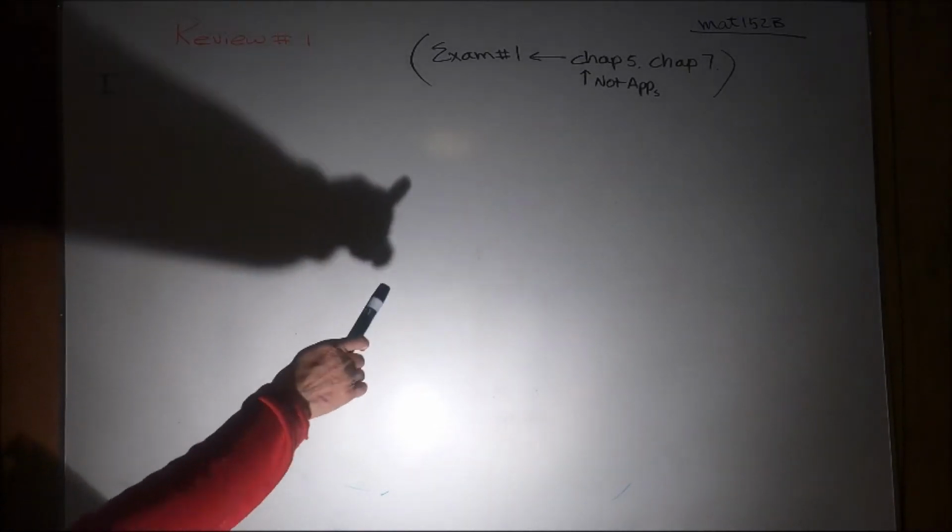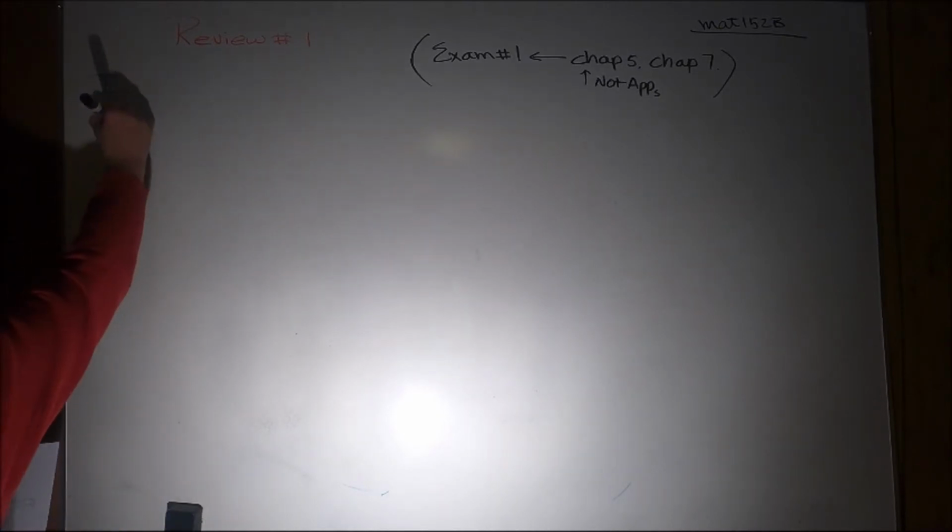Exam 1 includes chapter 5 and chapter 7 that you have learned so far. But for chapter 5, it's 2 by 2 to find the solutions, and it doesn't include the applications, 5.4. It only includes 5.1 through 5.3.